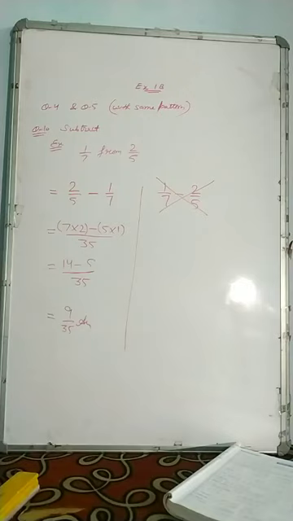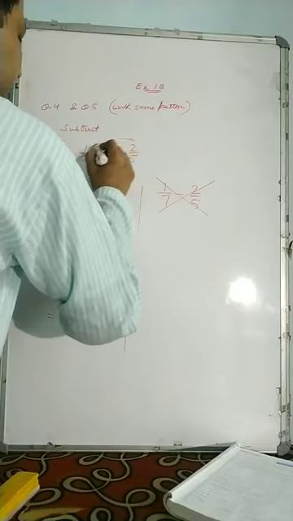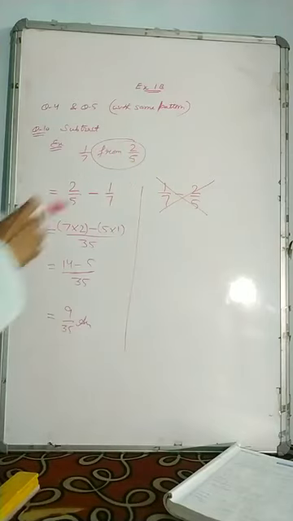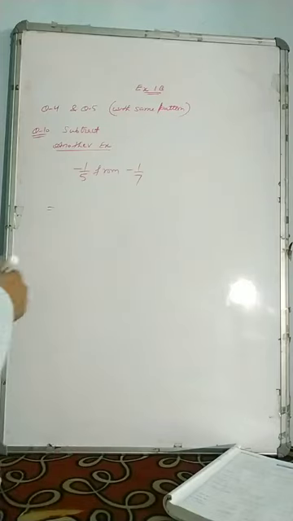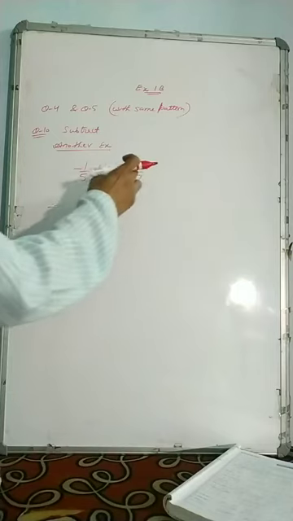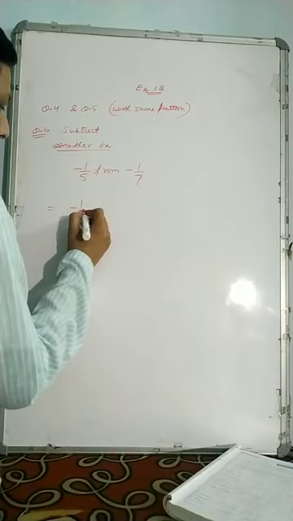Because according to the criteria of mathematics, you will start from the first part, that is 2 upon 5. It is the starting point. Now moving on, let's take another example: minus 1 upon 5 from minus 1 upon 7. Now you know very well, the starting point is minus 1 upon 7.